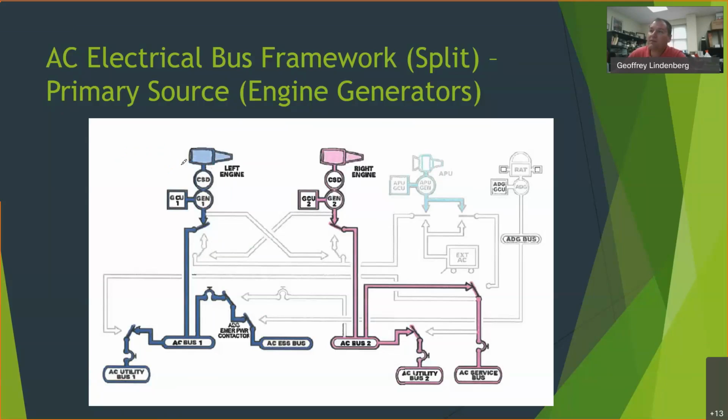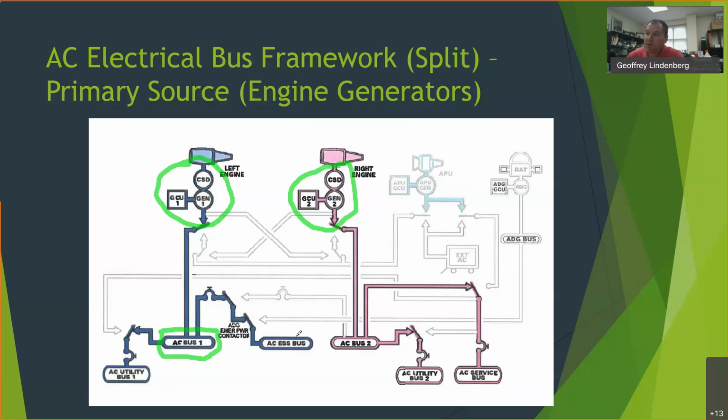Okay, so right here, this area is on the engine. Maybe the GCU might be remote, but for the most part, the CSD and the generator are on the engine, and they're going to create power. You can see there's one on the left engine in this case, one on the right. If you have 3 or 4 engines, you're going to have this assembly on each one of those engines as well. And going through different contactors, switches, and that kind of thing, power is going to be fed to the two, in this case, main buses.